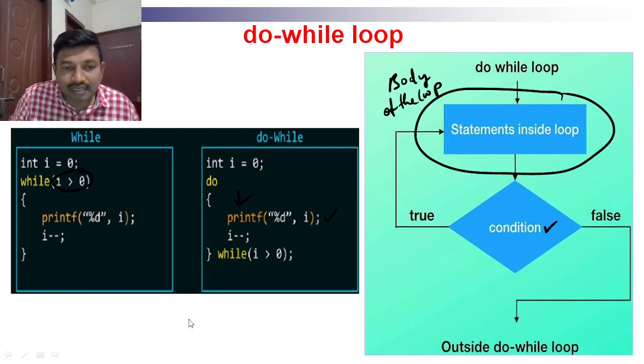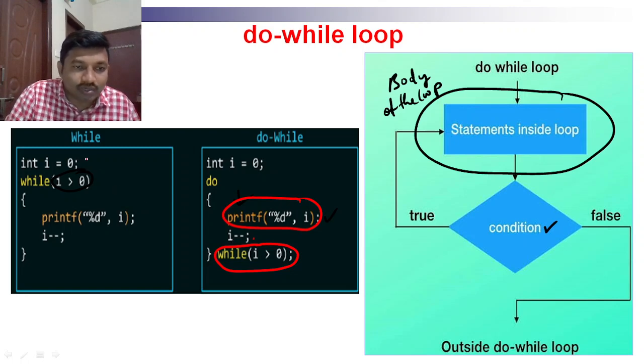Let me take another color. You can see, we execute the body of the loop, increment or decrement the variable, and we test the condition at the end of the loop. This is the syntax. What is the difference here? You can see i is equal to 0. Is i greater than 0? No, false. So we won't enter the loop.